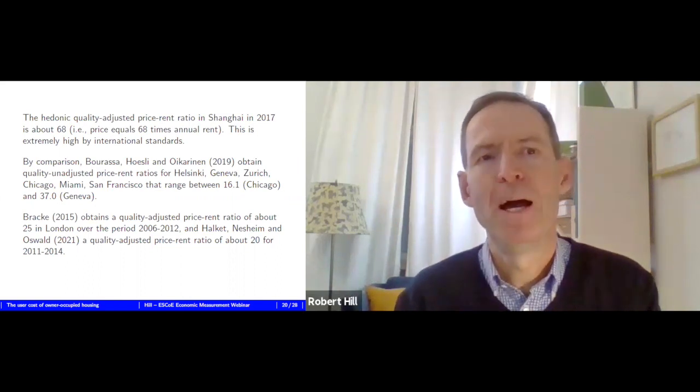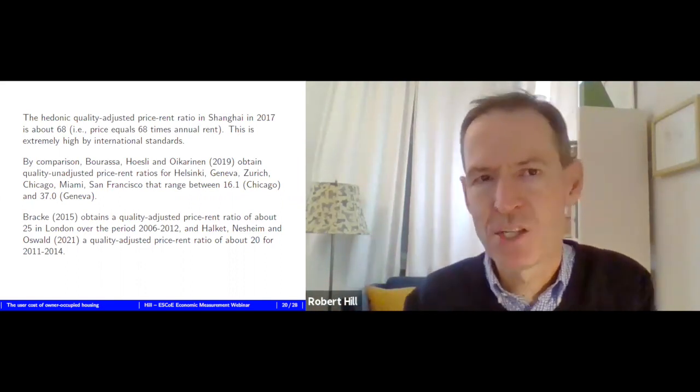We'll come back to negative user costs in a moment, but let's first look at the actual price rent ratio in Shanghai. The actual price rent ratio we calculated, quality adjusted, was about 68 in Shanghai in 2017. So price equaled about 68 times annual rent. Quality adjustment brings it down a bit: without it, it was maybe about 73, and adjusting brings it down to about 68.